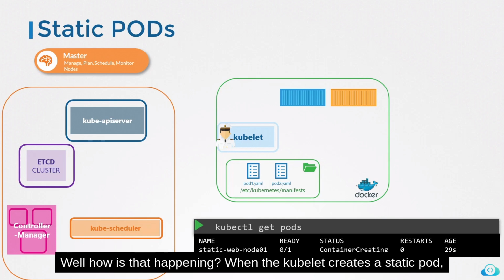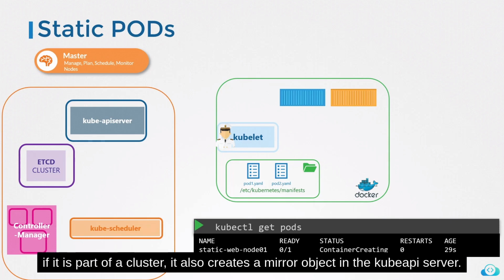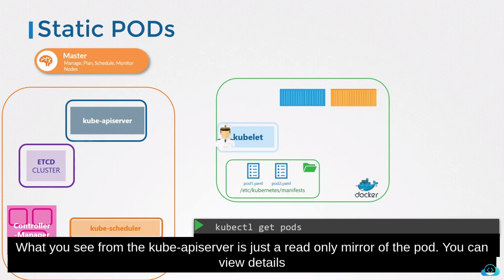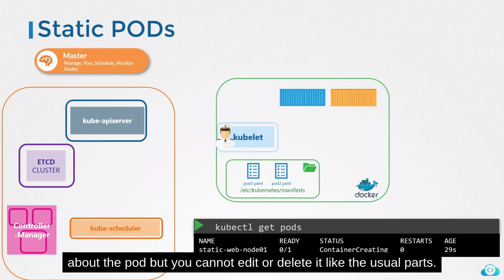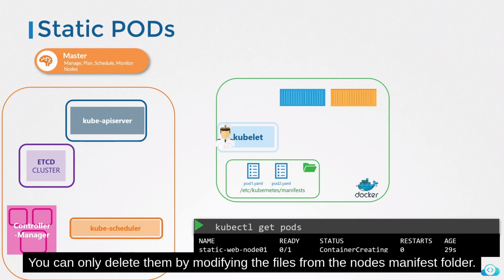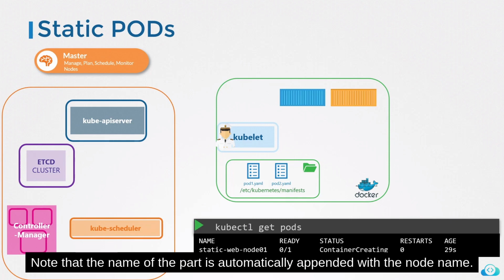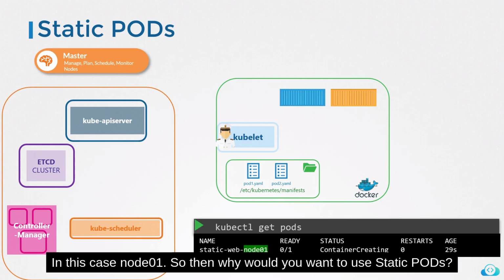When the kubelet creates a static pod, if it is a part of a cluster, it also creates a mirror object in the kube API server. What you see from the kube API server is just a read-only mirror of the pod. You can view details about the pod, but you cannot edit or delete it like the usual pods. You can only delete them by modifying the files from the node's manifest folder. Note that the name of the pod is automatically appended with the node name, in this case, node01.